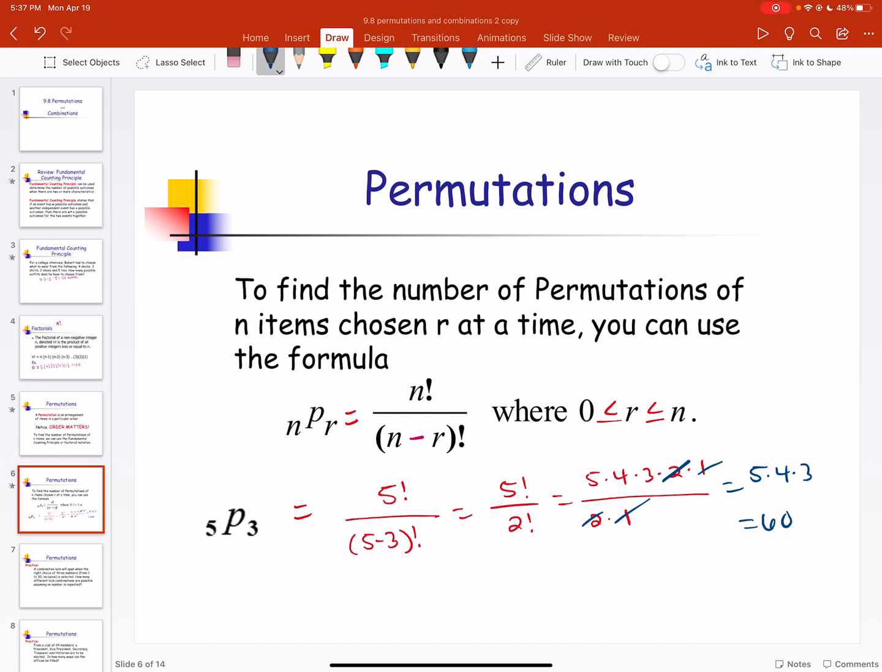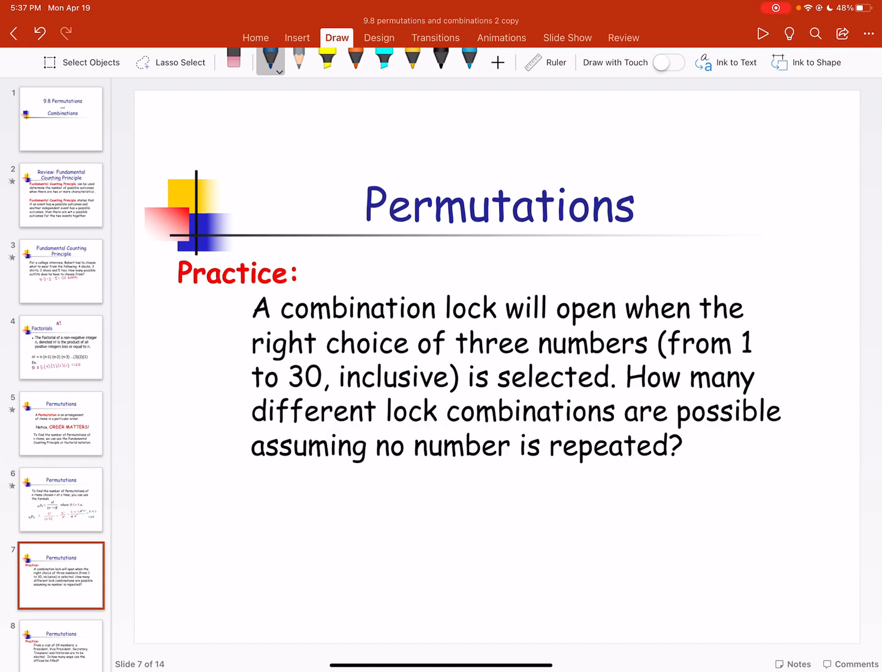So let's look at an example of that. A combination lock will open when the right choice of 3 numbers from 1 to 30 exclusively is selected. How many different lock combinations are possible, assuming no number is repeated? It matters here that there are 3 distinct numbers, and the order matters for a lock combination. If the order didn't matter, and let's say the lock combination is 1, 2, 3, it could be 1, 2, 3, 2, 1, 3, 3, 1, 2, etc. So you could have a bunch of different combinations. So this is a permutation because order matters.